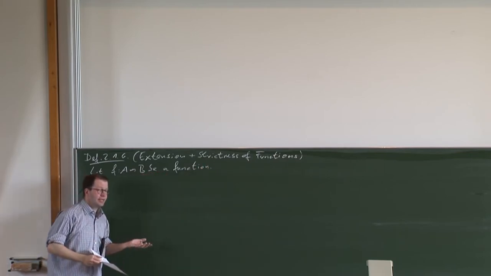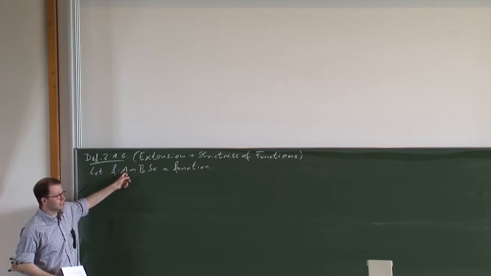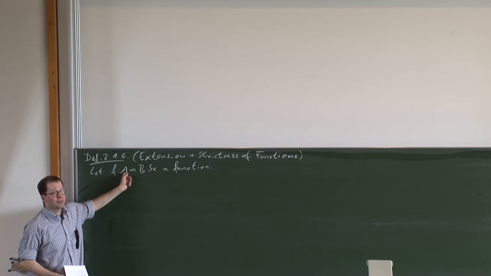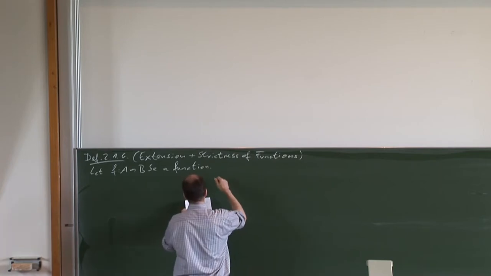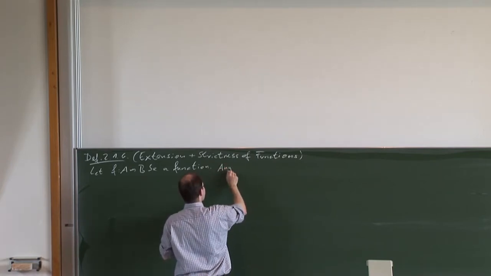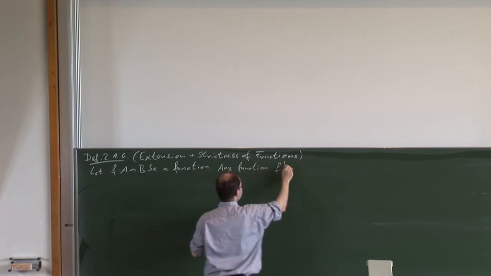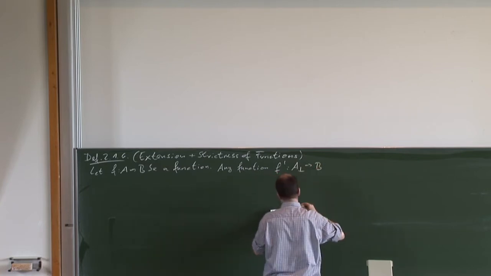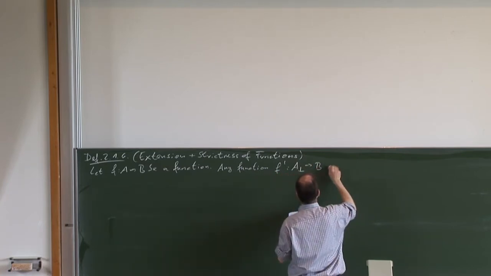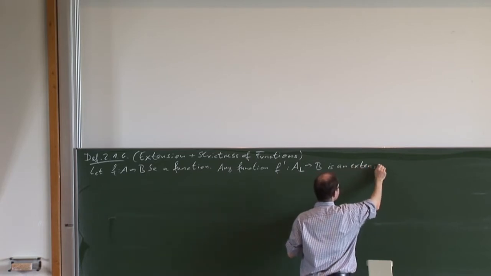And an extension of f is a function which does not only operate on the set A, but it operates on the set A bottom, which contains one additional element, bottom. So any function f prime going from A bottom to B is an extension of f if the following holds.